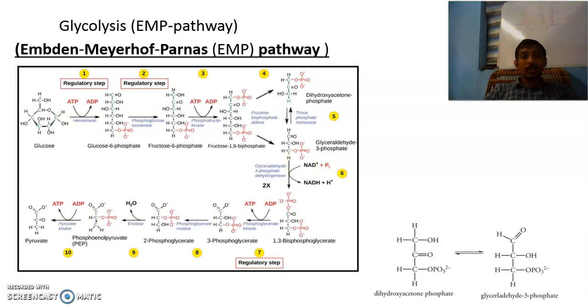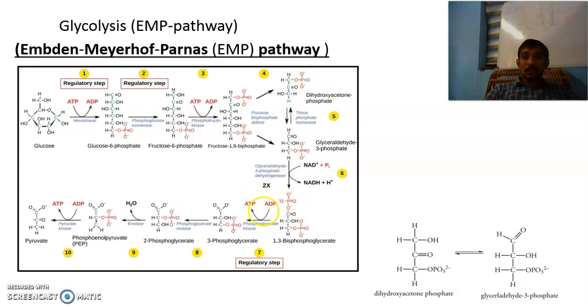Here one molecule of glyceraldehyde 3-phosphate is converted into 1,3-bisphosphoglycerate. But actually two molecules react, because this dihydroxyacetone phosphate is free. That dihydroxyacetone phosphate is also converted into glyceraldehyde 3-phosphate. Actually, one glyceraldehyde 3-phosphate is present here, and a second glyceraldehyde 3-phosphate is formed from this dihydroxyacetone phosphate. So totally two glyceraldehyde 3-phosphate are converted into two molecules of 1,3-bisphosphoglycerate.